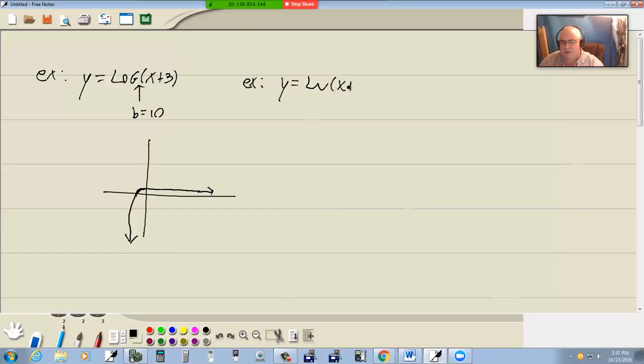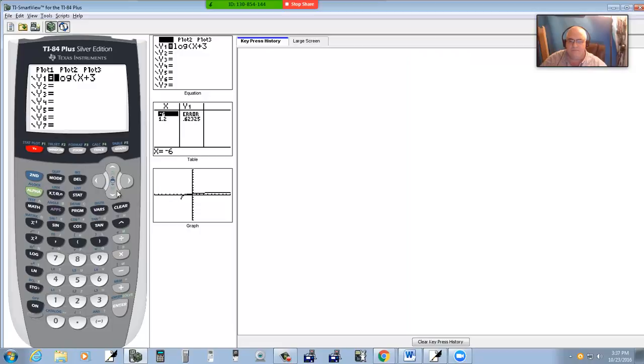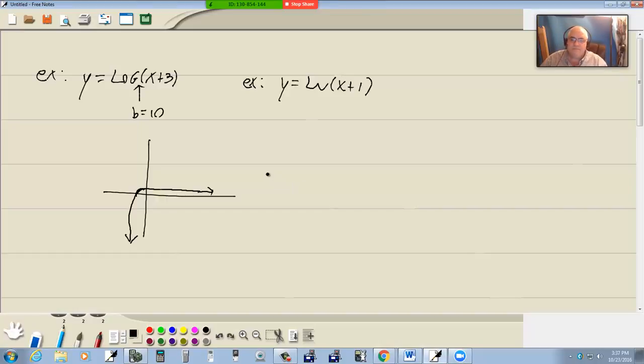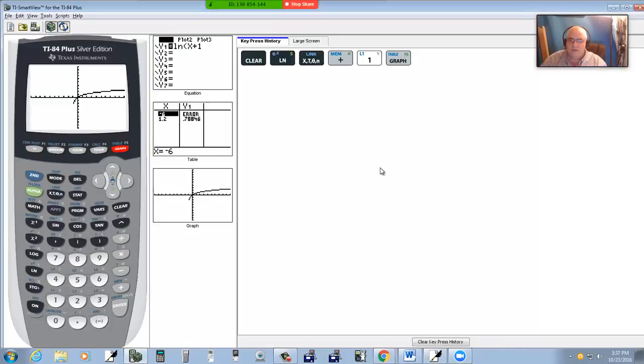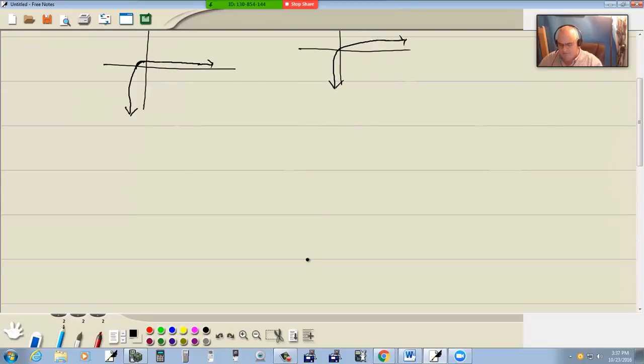Now if I'm trying to graph this one, y is equal to natural log of x plus 1, I go to y equals clear, and I have an ln button, so that works out well. X plus 1, and then graph. So again, these graphs are never correct. It actually keeps going down like that. Okay, very nice if you have a log button or ln button.